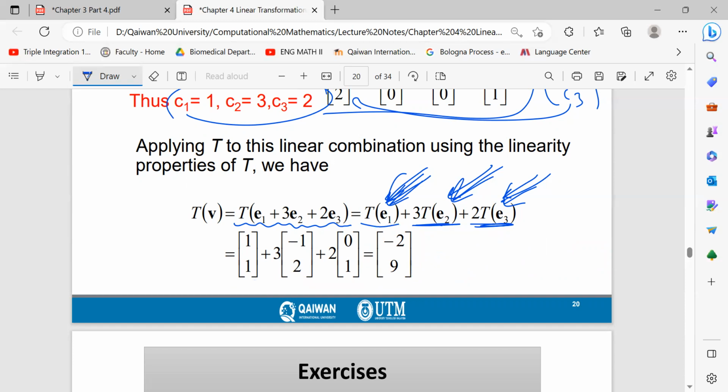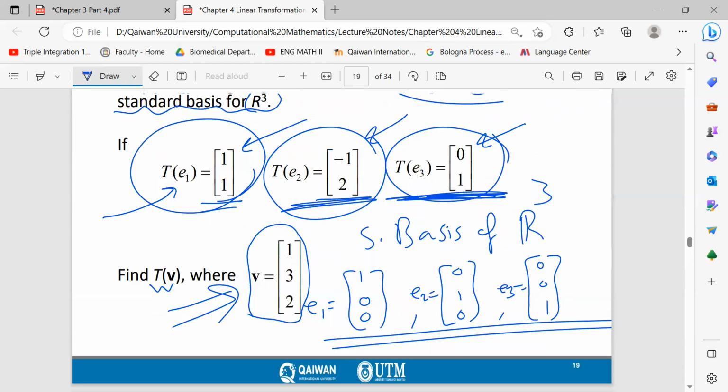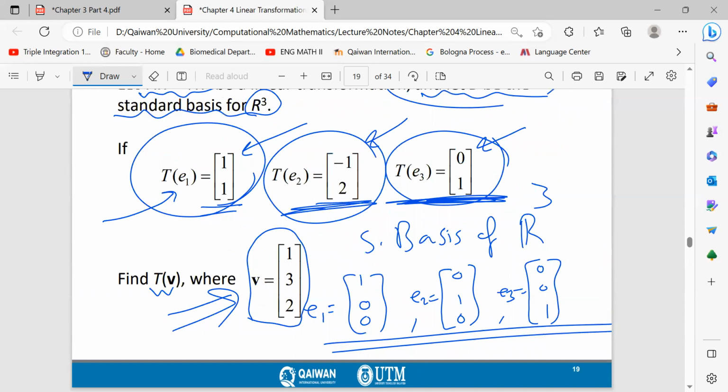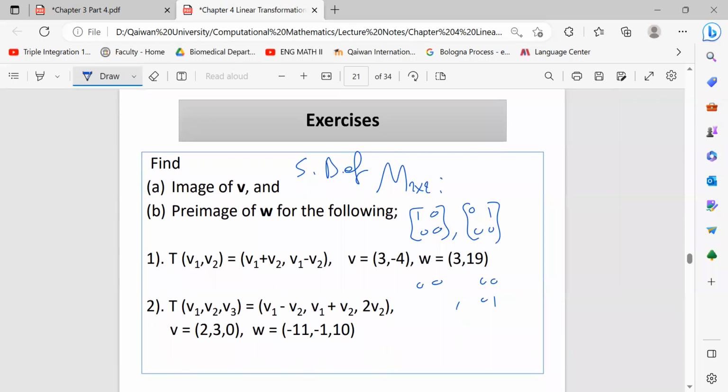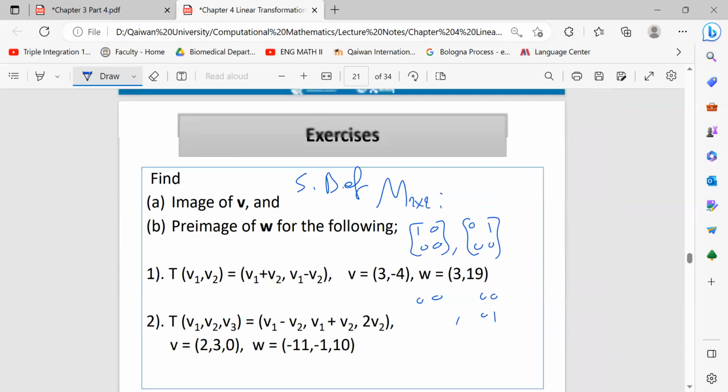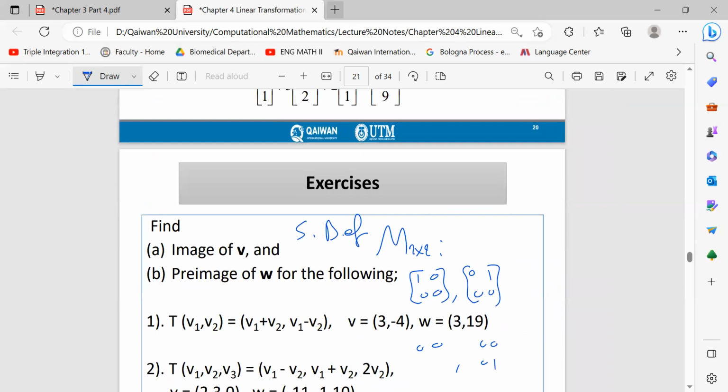Here, the idea of this example is to know the standard basis, and you should write down the vector as a linear combination of the standard basis. After doing this, you just need to find the image of the linear combination of the standard basis, which will be the image of the given vector. And that's it. That's enough for today. On next Monday, we will continue to finish this chapter, and we start the next chapter also.